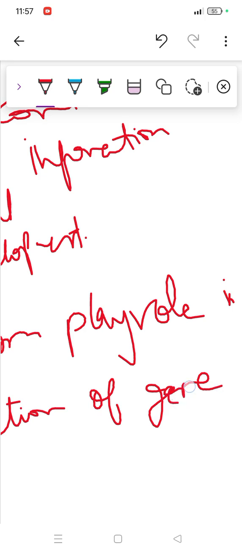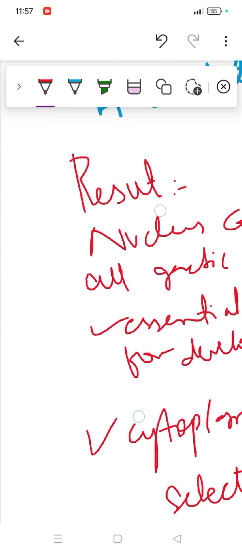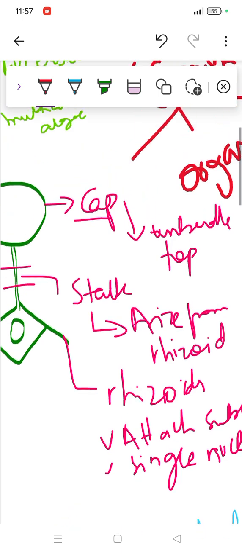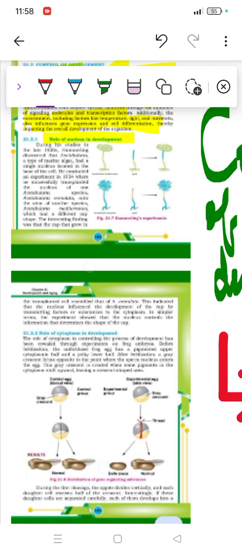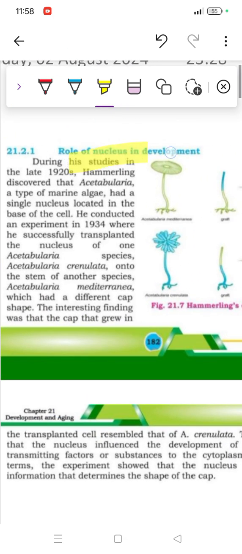So yes, here comes the end. But before we end, let's see what's written in a book. So let me add this picture again. I know these are quite blurred. So here comes the role of nucleus in development.